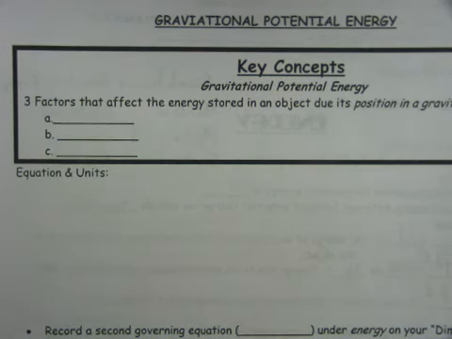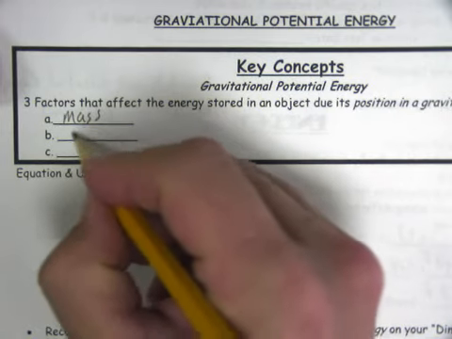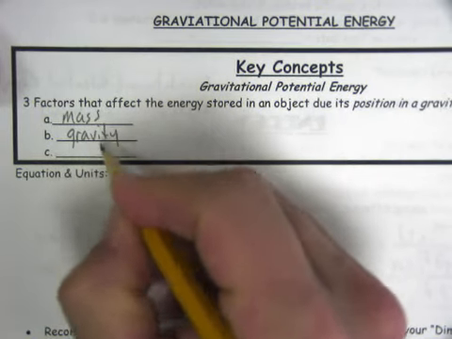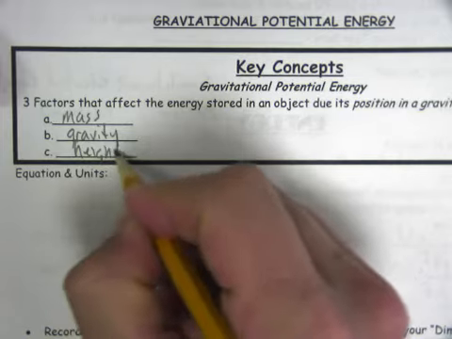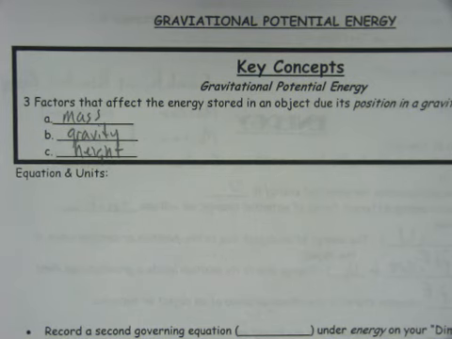So here it goes. There are three factors that affect the energy stored in an object due to its position inside a gravitational field. And those three factors are mass, gravity, and height. Think of it in this way, in terms of being able to think through those individually. Imagine that there's someone that you're really upset with, and you want to maybe inflict some damage on them. And so you're going to inflict that damage by dropping objects on them.